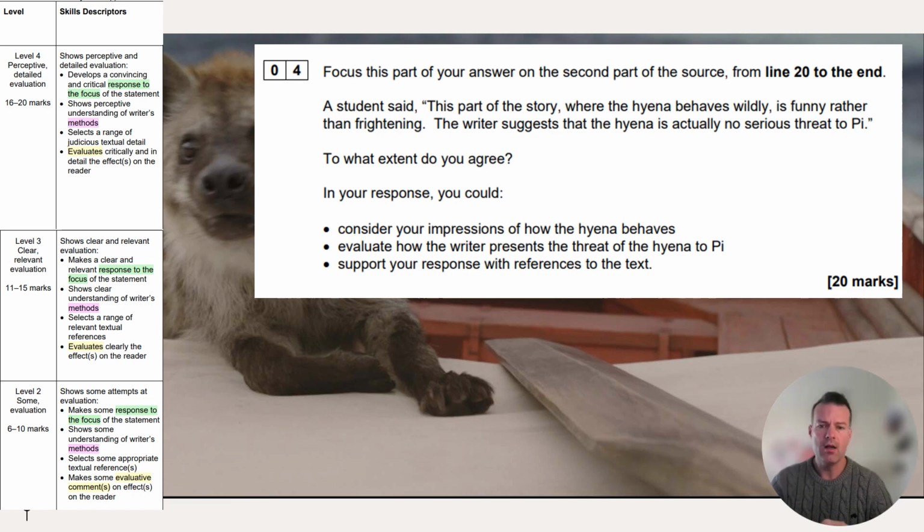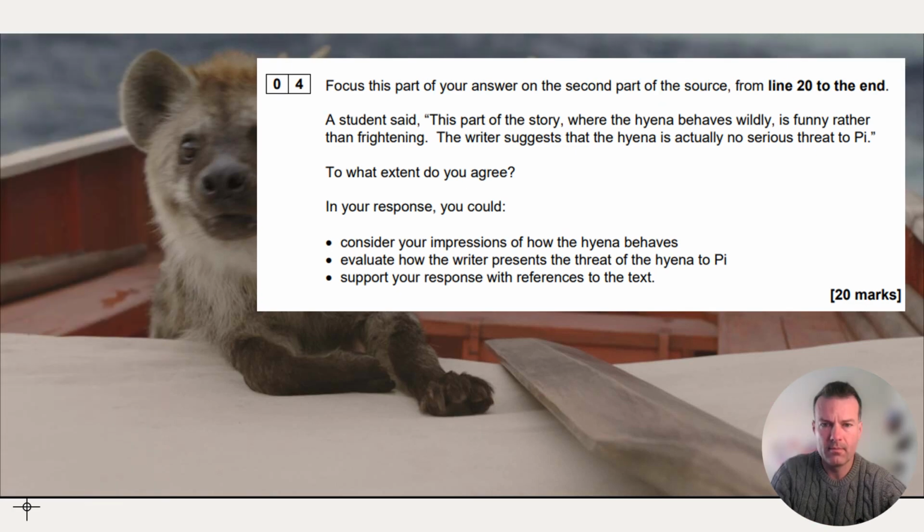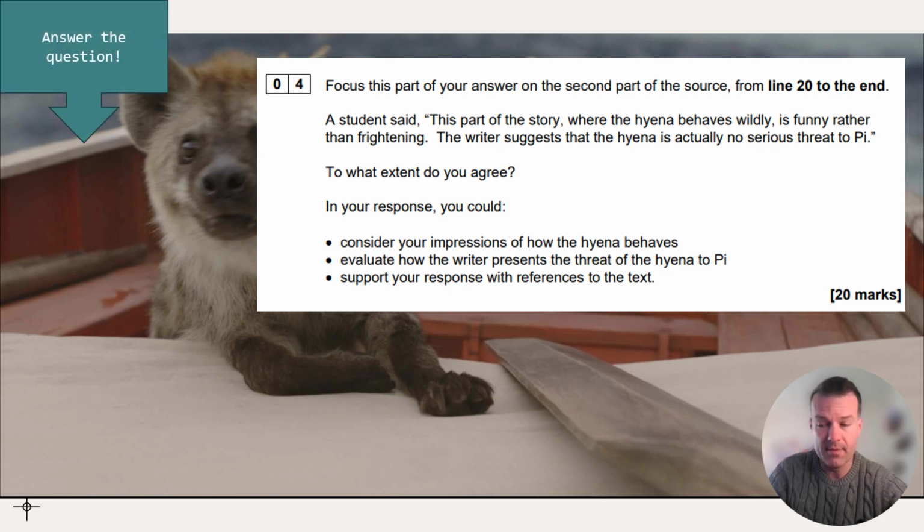So let me take you through a bit of a method on how you can approach this question. The first thing to say about answering this question is, well, frankly, answer the question. That sounds really stupid, doesn't it? It sounds really simplistic, but you will be amazed how many students get really confused and confuddled in the exam, and actually they do not answer the question. The question essentially is, to what extent do you agree? So answer the question. Do you agree?